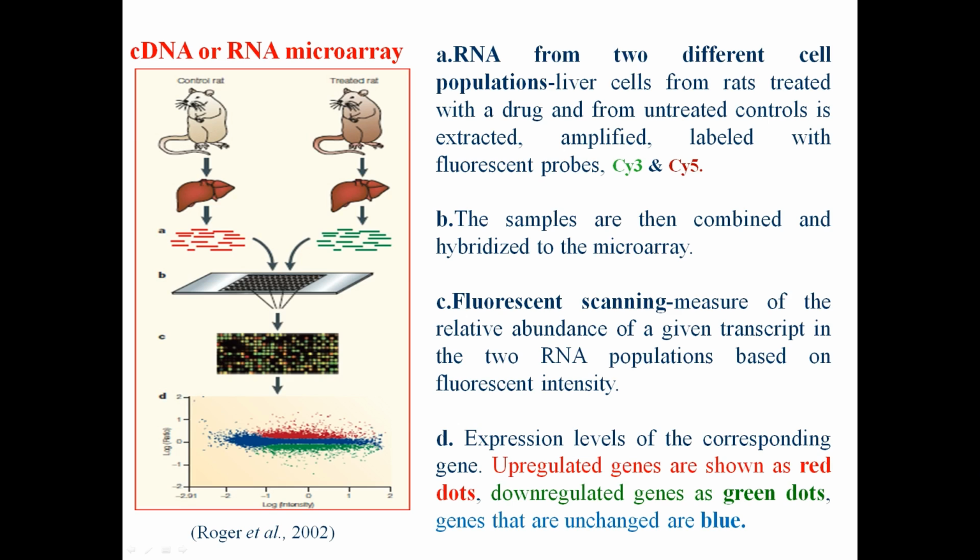Then fluorescent scanning for the measure of the relative abundance of the given transcript in the two RNA populations based on fluorescent intensity will be done. Then expression levels of the corresponding genes are known: upregulated genes are the red dots here, down-regulated genes are the green dots, and those that are unchanged are the blue dots here.